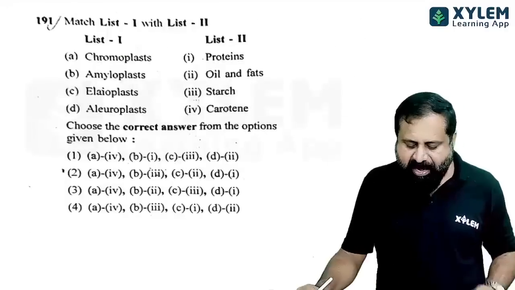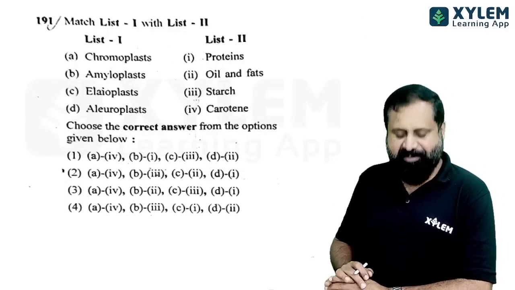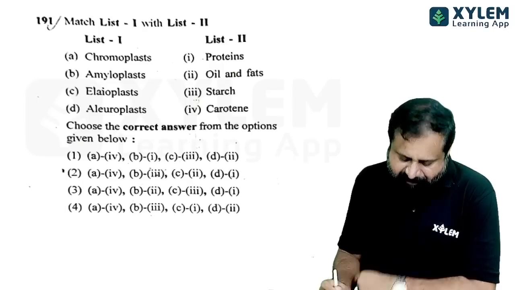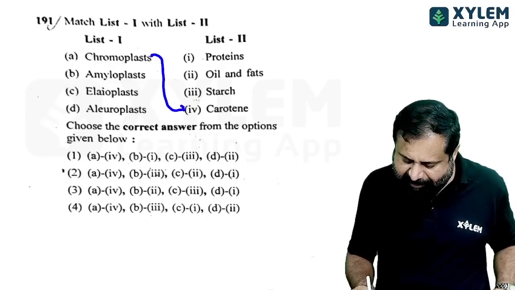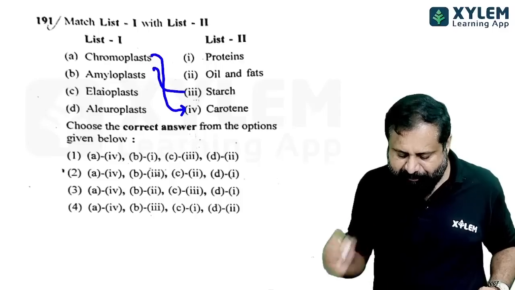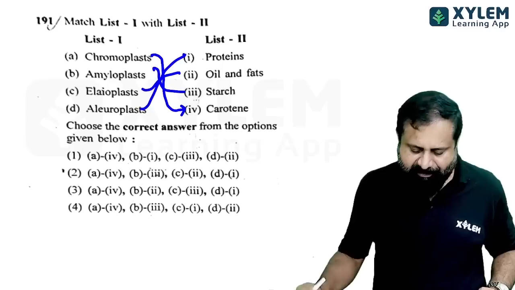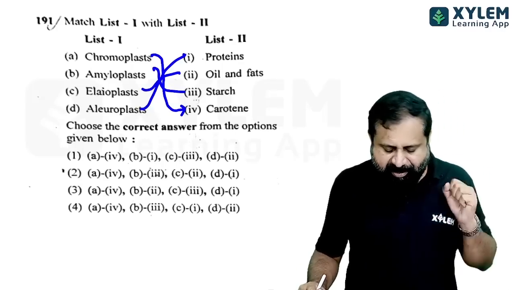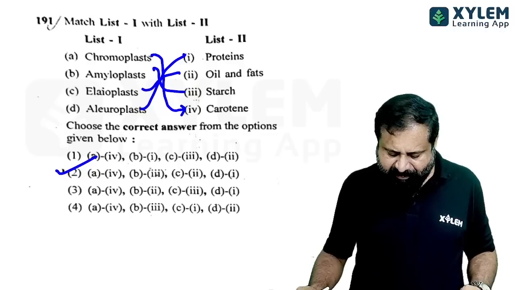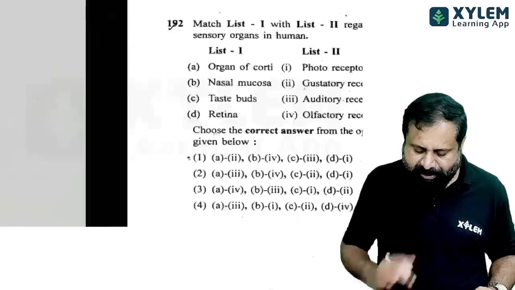191. Two lists are there from the chapter Cell: The Unit of Life. Chloroplast, chromoplast, carotene: we can relate it with the pigment. Amyloplast can store starch. Elaioplast, oil and fat. Aleuroplast, protein. So which one is the correct match? 191, 2 is the right one. A4, B3, C2, D1. Okay, so second option.